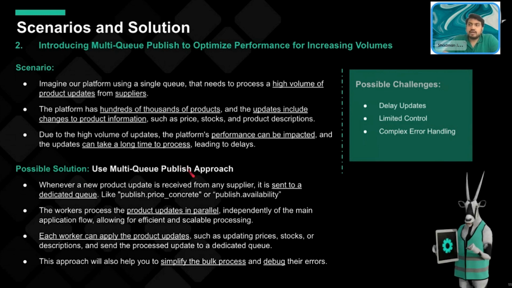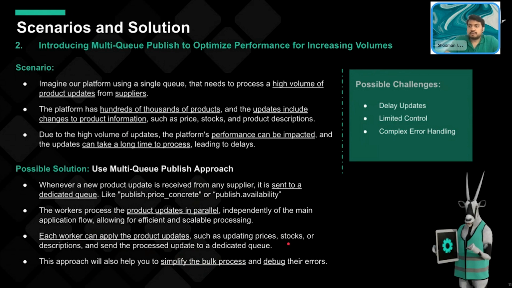With the help of this approach, we are using different queues for different processes. We will have a different queue for prices, a different queue for category, a different queue for product, a different queue for product availability. Everything will have a different queue, and every process will happen in parallel. The product process will not interact with the category or price process.